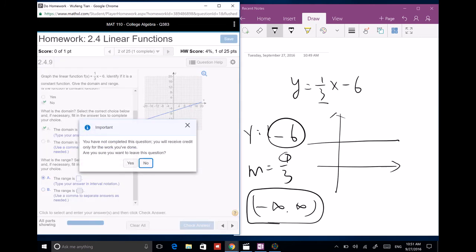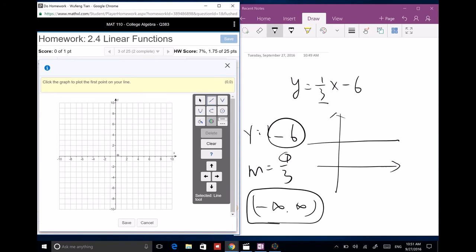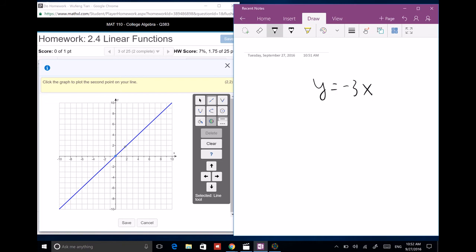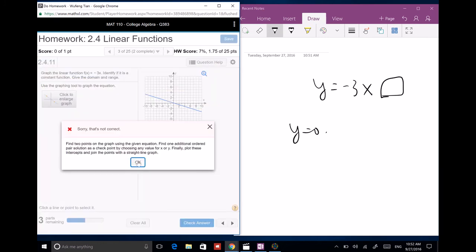Next one. Number 3, it's -3x. If you graph the function, it goes through (0, 0). Since y equals -3x, is there an intercept here? No, there's no intercept, so it's just (0, 0), y equals 0, x equals 0. Start from the origin point. And -3 means rise over run, rise 1 over run 3, but to the left. Check your answer. Wait.